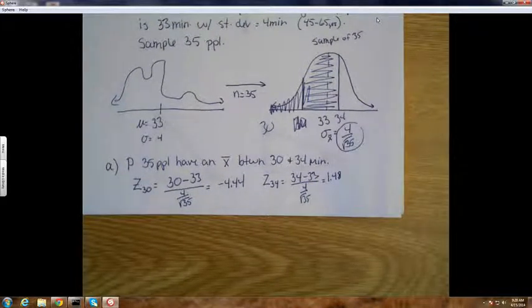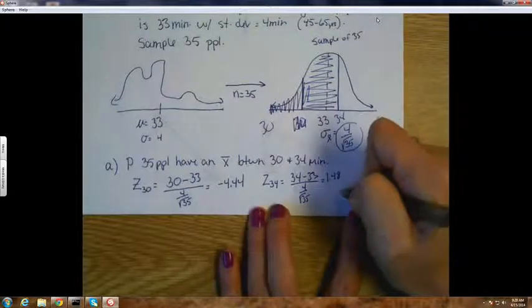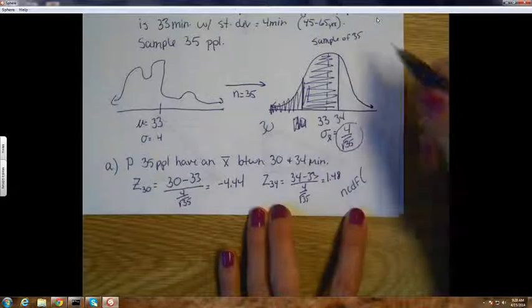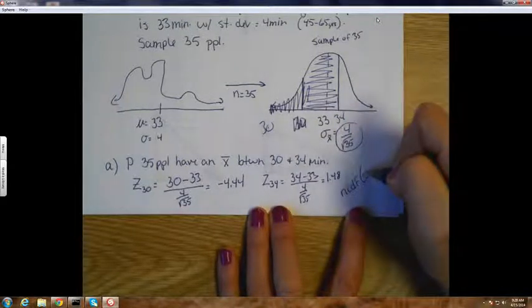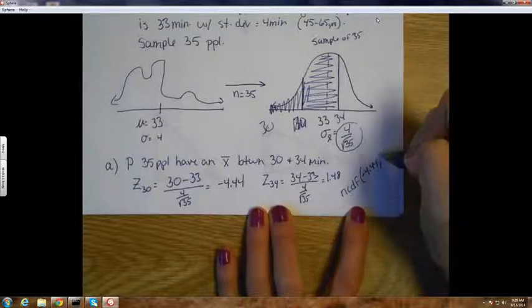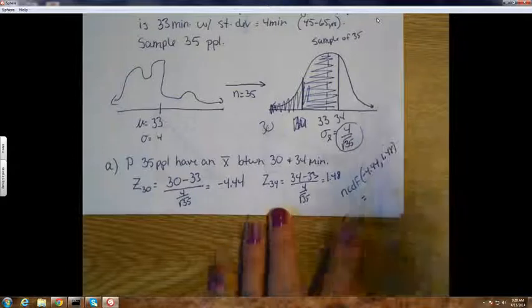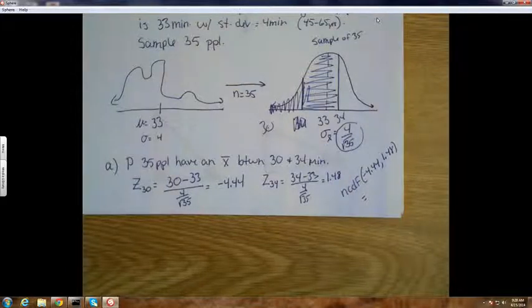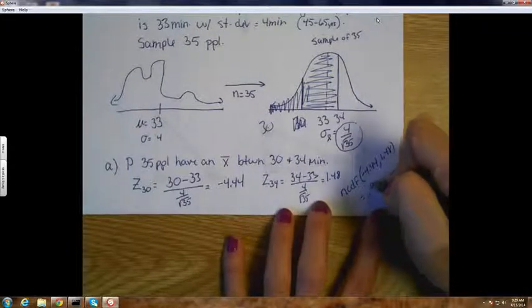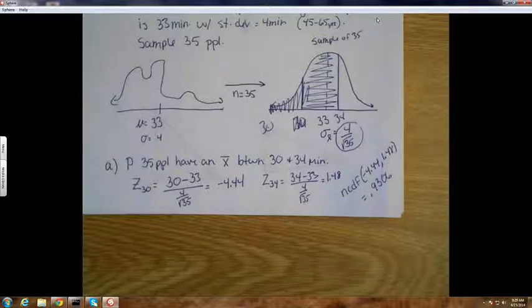And then I still have to find the probability. Where do we go? NCDF. My left z-score is a negative 4.44, and my right z-score 1.48. Pretty high probability. 0.9306. Good?